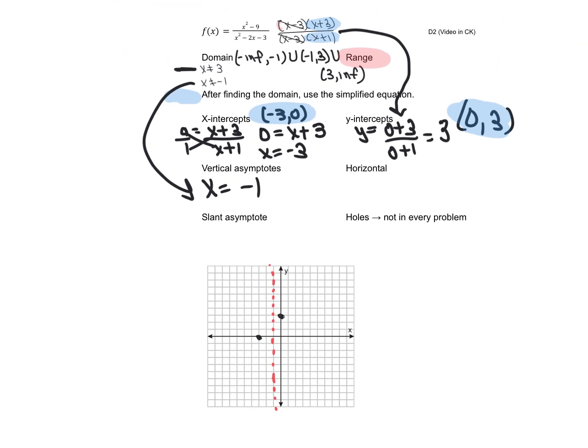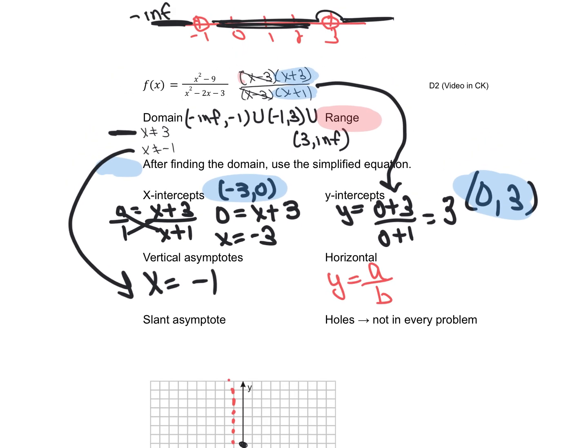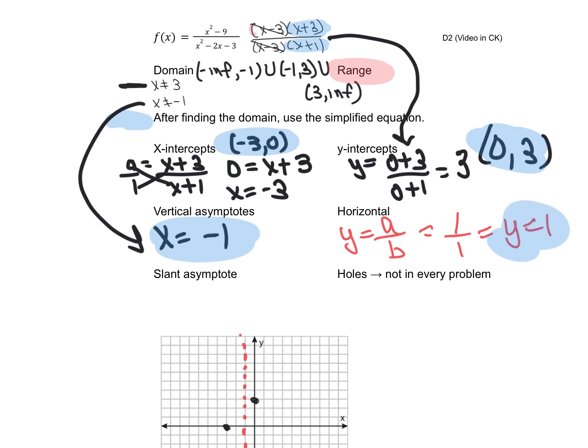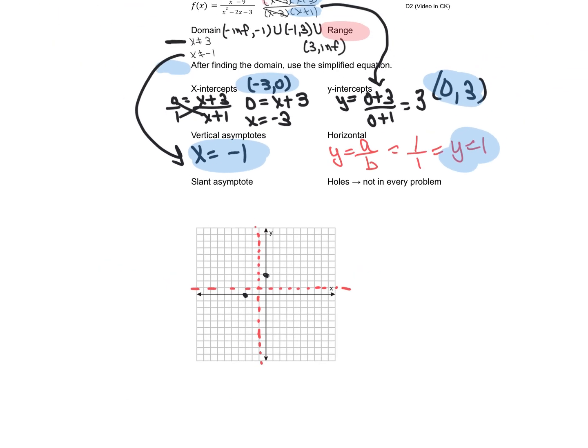Okay. The horizontal asymptote. How do we find that horizontal asymptote? It has the same degree, which means we are going to use y equals a over b. And our lead coefficient of the top is 1. Lead coefficient at the bottom is also 1, so we'd have y equals 1. So our horizontal asymptote is going to be at y equals 1. So let's go ahead and plot that guy in there. We're going to be at y equals 1, which is right here. Okay, so far so good.